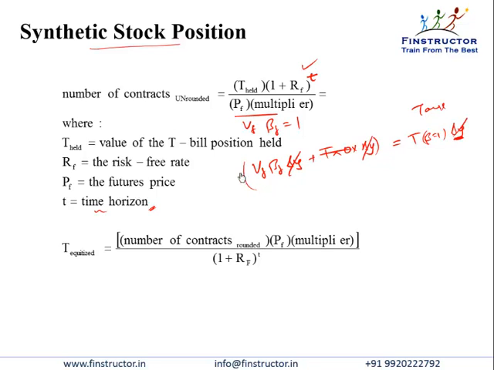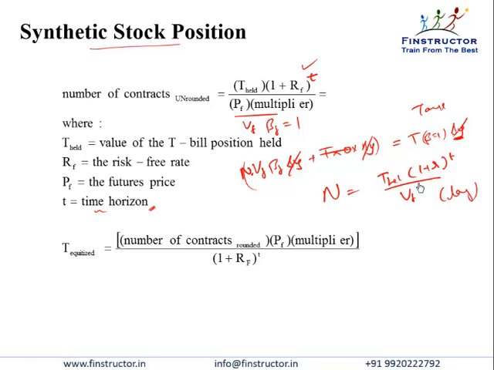So the number of contracts that I need to purchase would simply be equal to the treasury position, that can be calculated as T held into (1 plus R) to the power T divided by the value of one contract. The beta of the contract is assumed to be 1, so T into (1 plus R) to the power T upon VF will be the number of contracts that I need to long if I want my portfolio to behave like an index or with a beta of 1. Because I'm using index futures, beta is assumed to be 1.